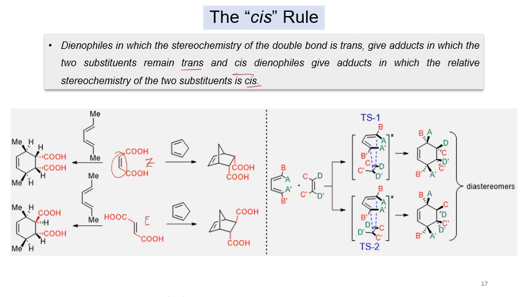You can generalize this in this particular diagram. You see here, depending on the relative stereochemistry of A and B, you will have the relative stereochemistry in the product. Similarly, if you have a relative stereochemistry between the groups on the dienophile, then those will also be translated in the product.